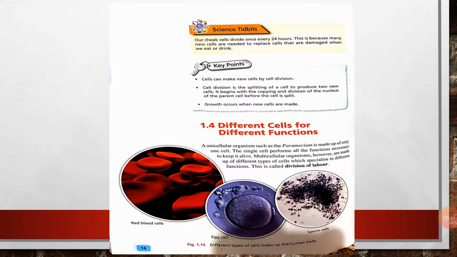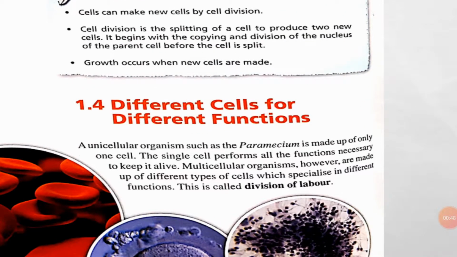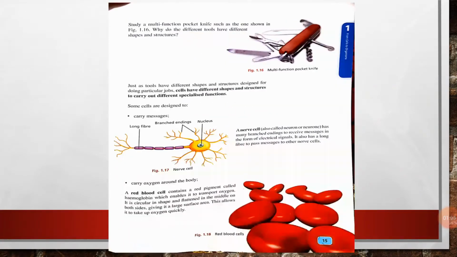In this topic we learned about the definition of division of labor, that describes that all the cells are specialized for performing their specific task in the body. All the cells that are present inside the body have their specific jobs. They are specialized for performing their specific jobs in the body. That is called the division of labor. And we learned about two cells: the nerve cells and the red blood cells.